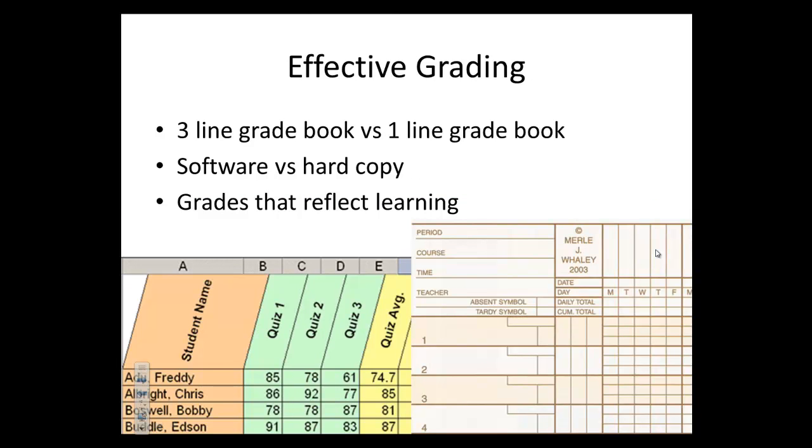With being an effective teacher, you need to have effective grading. There's two different styles of grade books that are described in the book.